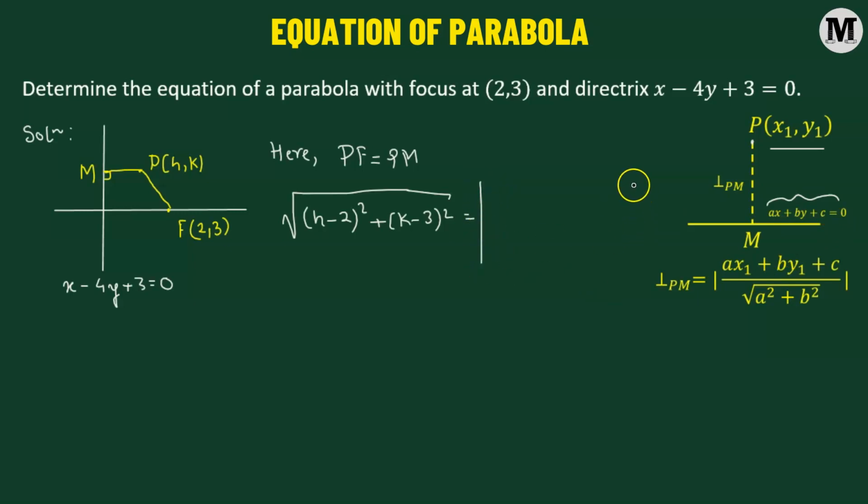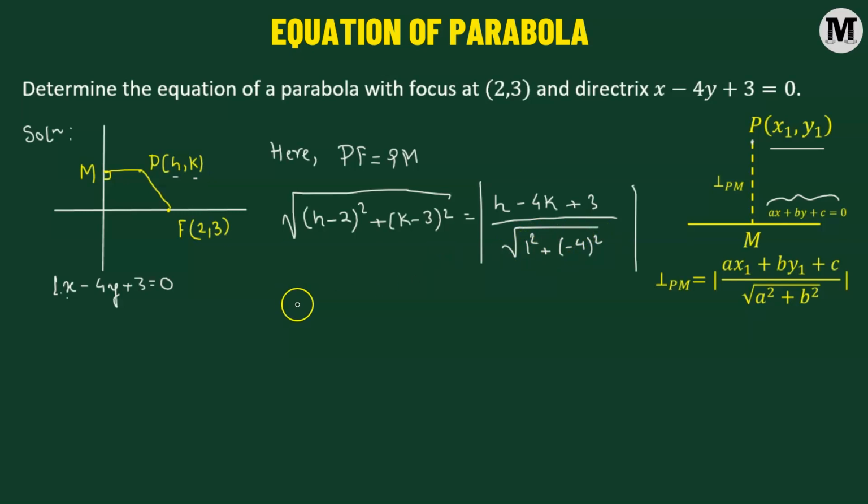We'll take the absolute value. Inside it, we first consider the coefficient of x of the straight line, which is 1. It gets multiplied with the x coordinate of point P, giving us h. Then the coefficient of y is negative 4, which gets multiplied with the y coordinate of point P to give negative 4k. Then we have the constant term plus 3, divided by the square root of the sum of the squares of the coefficients, so 1 squared plus negative 4 squared.